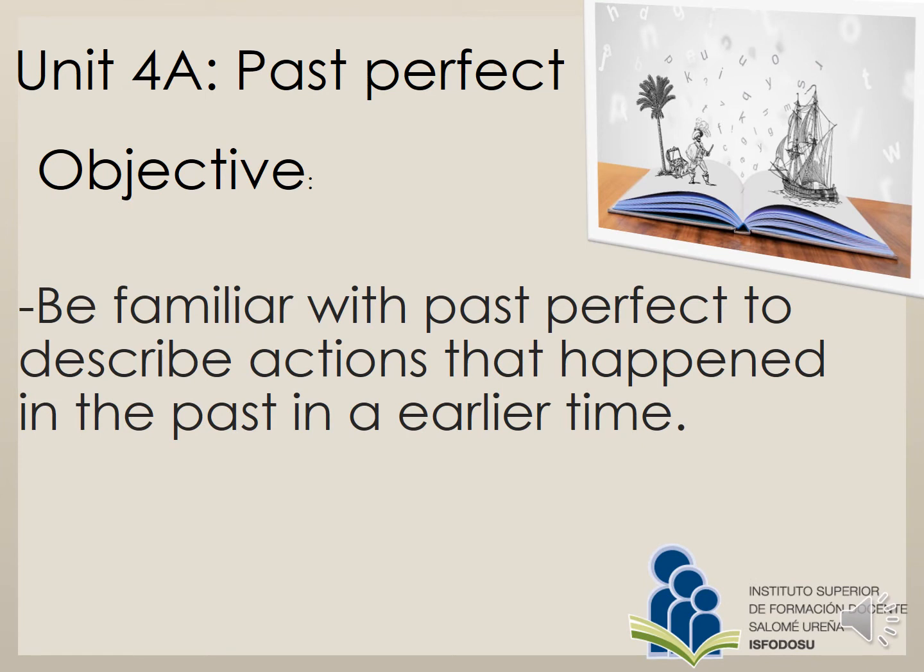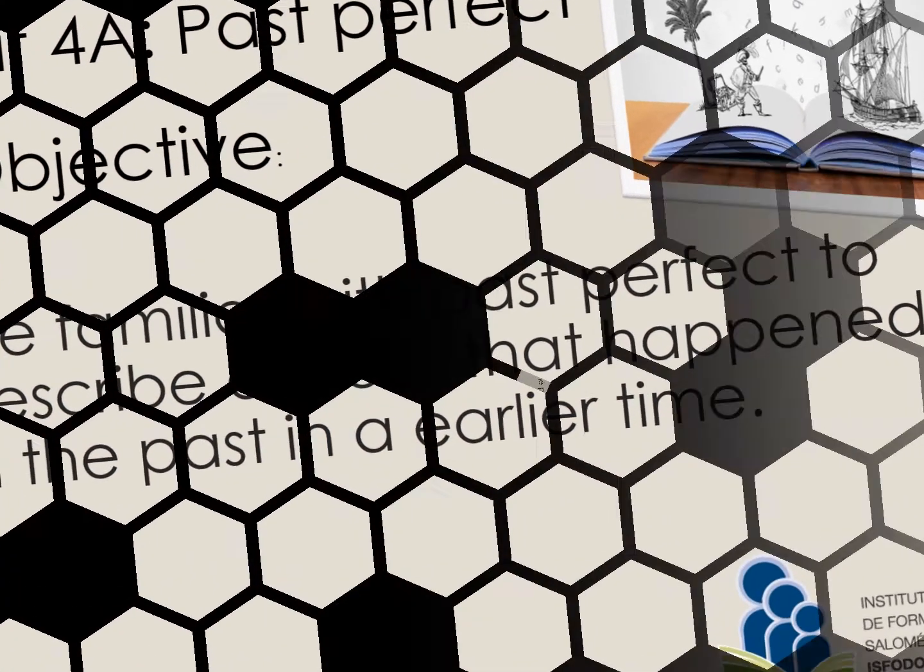Let's get started. So we're going to be working with Unit 4 Part B, which is about the past perfect. Our objective is to be familiar with the past perfect to describe actions that happened in the past at an earlier time. So let's see what this is about.